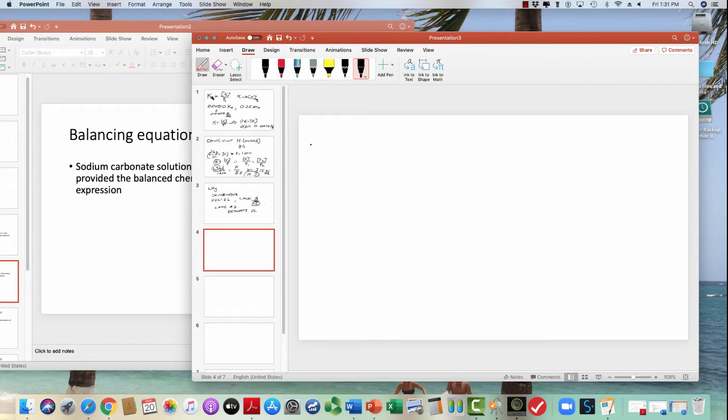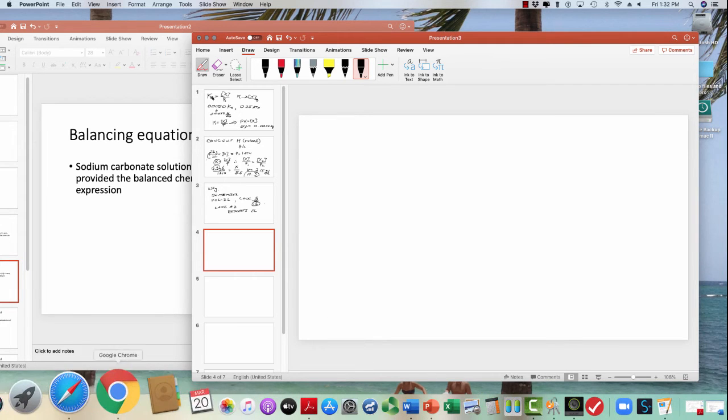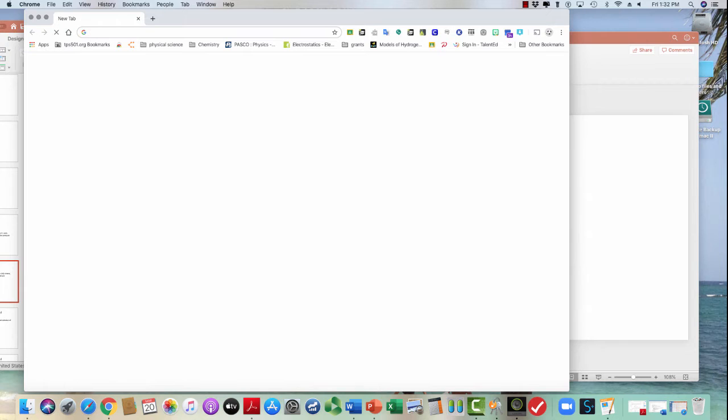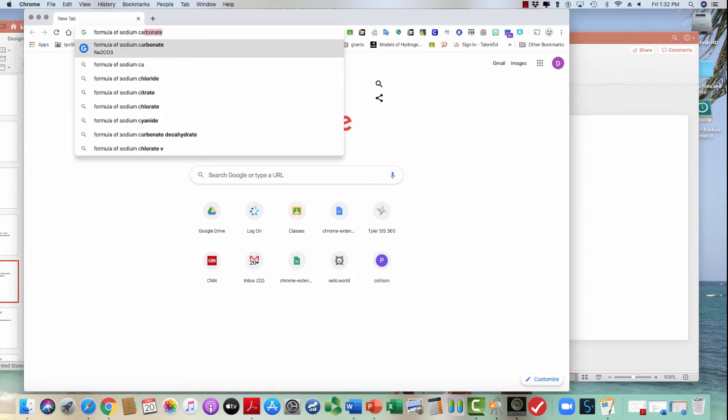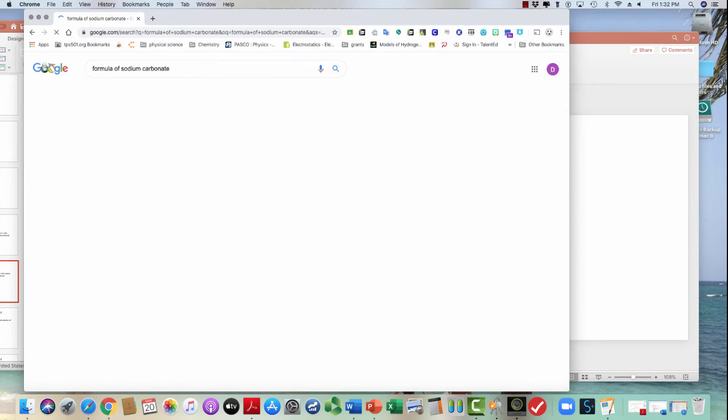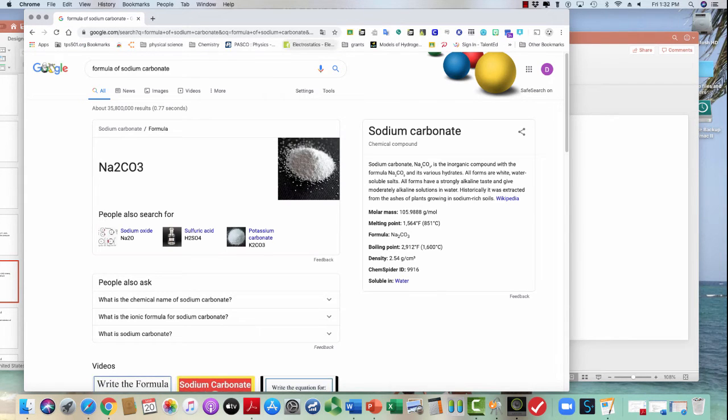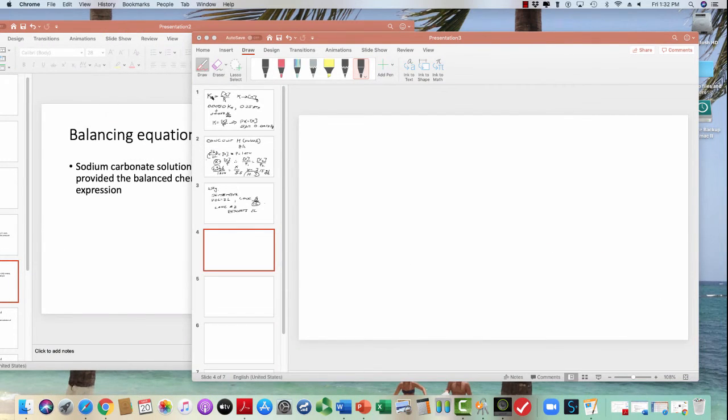So sodium carbonate. You need to look that up, so let's go to here. Voila. What we look for is the formula of sodium carbonate, and oh look, Na2CO3. So now you've got to figure out what this actually looks like. If you look over here where it says sodium carbonate on the right, Na2CO3. There's my formula, and you've got some other information there, but we just need the formula right now. So we have the sodium carbonate.